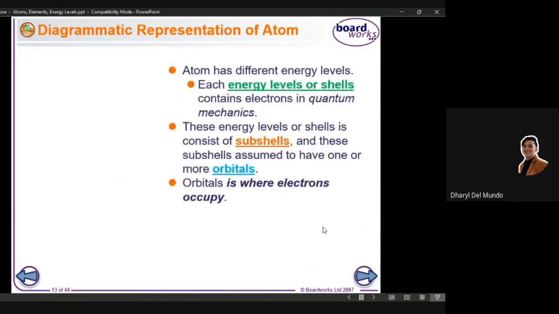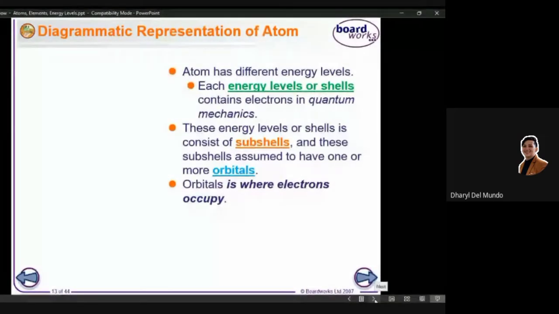Now, let's have a diagrammatic representation of an atom. An atom has different energy levels. Each energy level or shell contains electrons in quantum mechanics. So these energy levels or shells play a very important role when it comes to chemical reactions. All right? And of course, these energy levels or shells consist of subshells. Kumbaga, meron silang main shells or energy levels, and these energy levels have subshells as well. And these subshells assume to have one or more orbitals. Orbitals is where electrons occupy. You can imagine it this way.